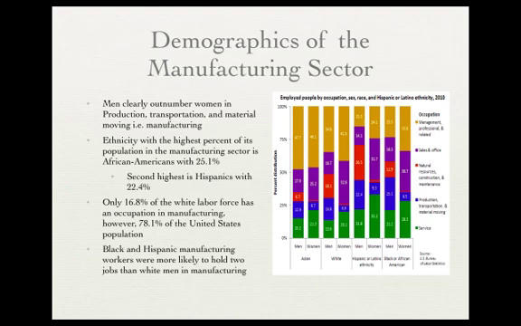As you can see on the figure at the right, men greatly outweigh women in production, transportation, and material moving, which is just another name for manufacturing. This is because manufacturing has been a male dominated occupation throughout history, and gender barriers are just now recently being taken down. African American men have the highest participation rate in manufacturing with 25.1%. Second is Hispanic men with 22.4%. White men, only 16.8% participate in manufacturing.